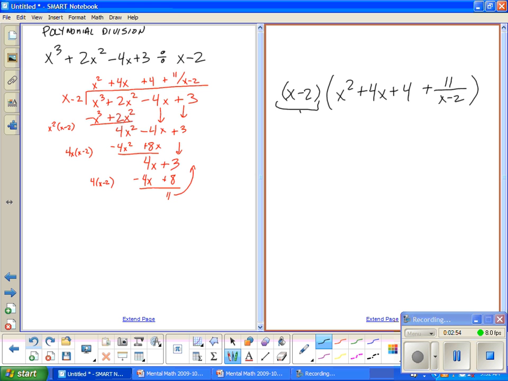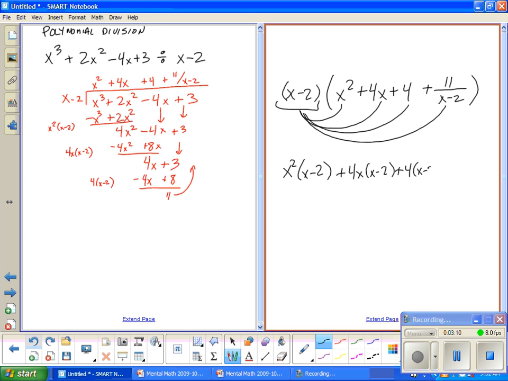To take the whole x minus 2 times all 4 terms inside and write it out as x squared times x minus 2 plus 4x times x minus 2 plus 4 times x minus 2, and x minus 2 here plus 11 over x minus 2 times x minus 2. And you do this because there's always a remainder. And what happens to the x minus 2 on the last term? They cancel. Perfect word. Absolutely, they cancel. And it seems like more work, but I'll tell you what, it's a lot easier to do this and get rid of the fraction right away.